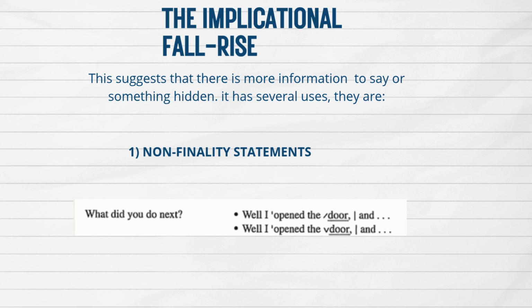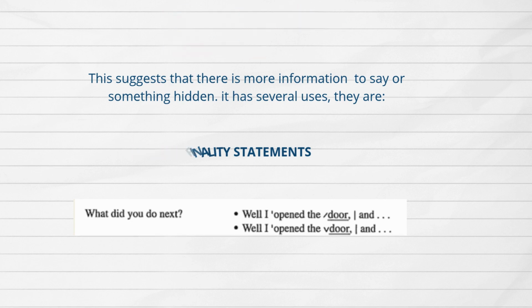Number one, non-finality statements. If I say, well, I opened the door, and the four rise on the door shows that the story isn't finished. More is coming. That's non-finality. But if I say, well, I opened the door, and then stopped, the four rise might suggest there's something unsaid. Maybe I'm implying, but I wish I hadn't, or you won't believe what I saw. So the tone carries a hidden meaning or message.